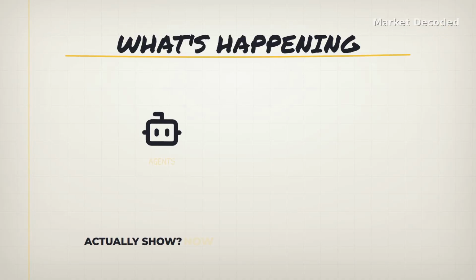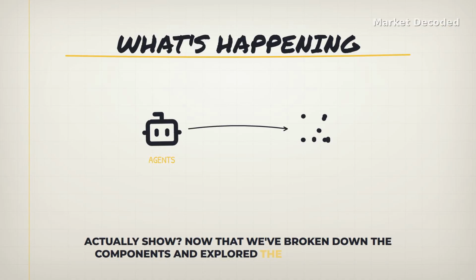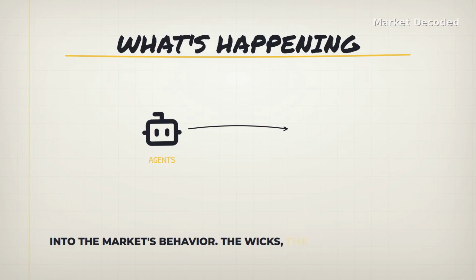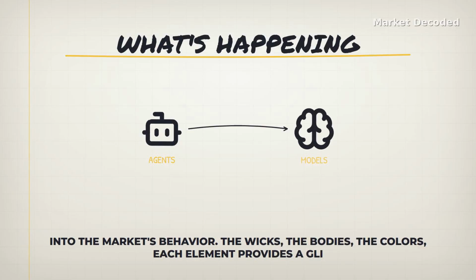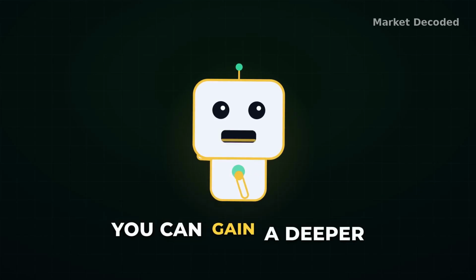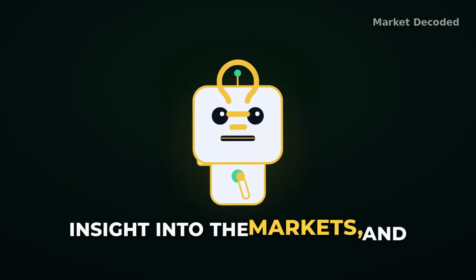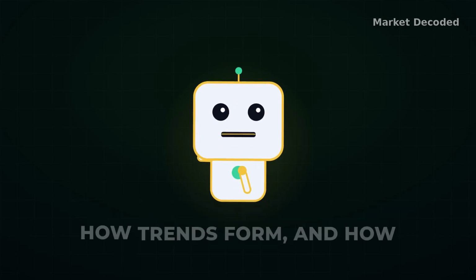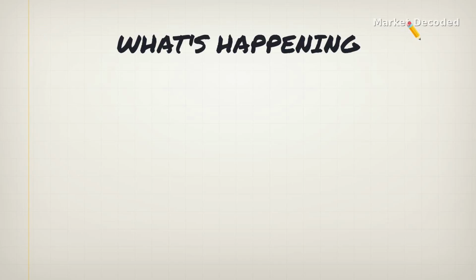So, what does a candlestick chart actually show? Now that we've broken down the components and explored the stories they tell, it's clear that it's not just a simple graph, but a window into the market's behavior. The wicks, the bodies, the colors, each element provides a glimpse into the actions and emotions of buyers and sellers. By understanding these elements, you can gain a deeper insight into the markets, and that's powerful knowledge. You can see how market sentiment shifts, how trends form, and how volatility plays out.